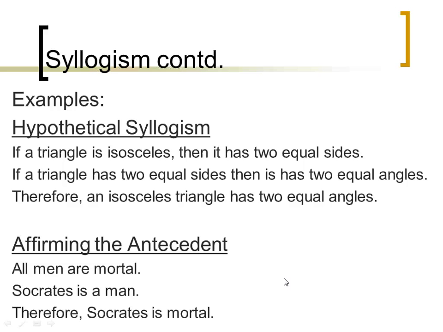Now, one thing I must point out is that the ending in the first statement must be the starting in the second statement. And as you will see in both the hypothetical and affirming the antecedent syllogism, we end with equal sides and we start out with if a triangle has two equal sides. Here, the first statement, all men are mortal, then we start out that Socrates is a man. So therefore, the second must tie in with the first one in order for the third, which we are trying to prove, to be true. All right?